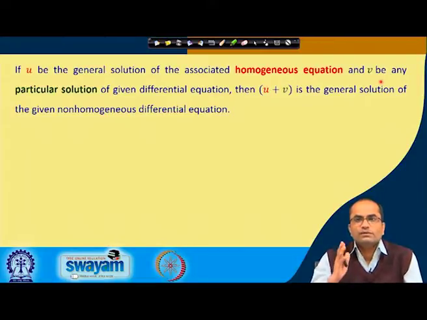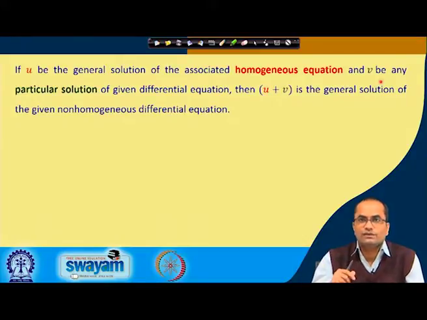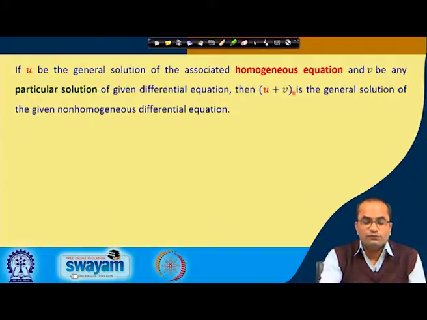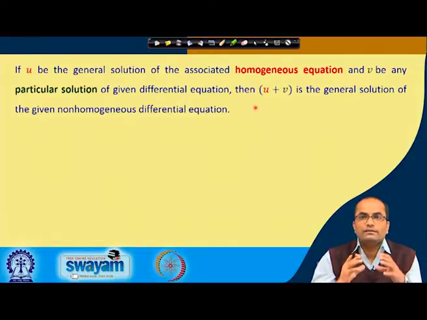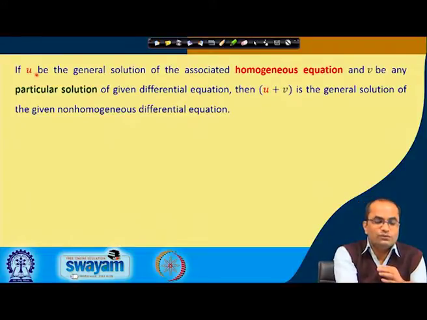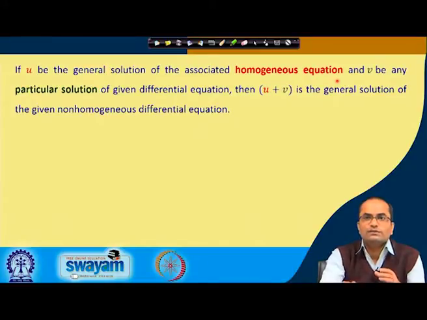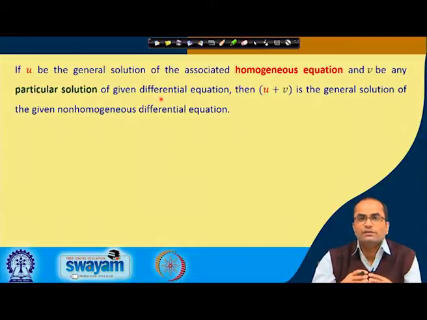The given differential equation means the non-homogeneous differential equation, where the right hand side is not equal to 0. Then what we observe is that u plus v, when we add these two. The u for the homogeneous equation is what we call the complementary function, and a particular solution of the given differential equation we call the particular integral. So when we add the CF and the PI, the complementary function plus the particular integral, this forms a general solution of the given differential equation.